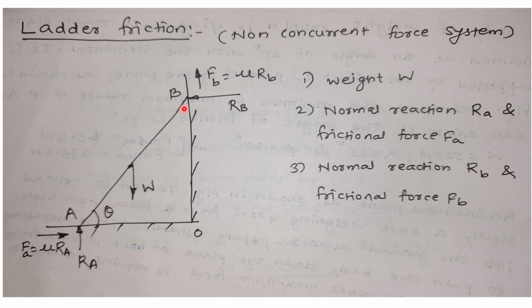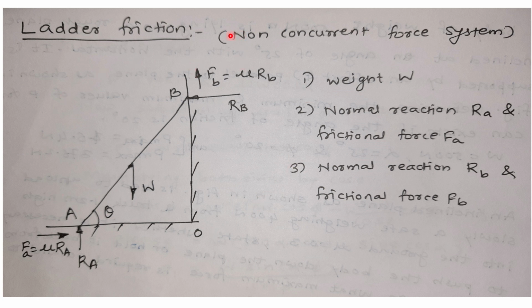Coming to the frictional force, the ladder is standing stably on the wall. So the frictional force will act at point B in the upward direction, because it has the slipping tendency in the downward direction. Fb is equal to mu into Rb. Similarly, for point A, it will have the slipping tendency towards the left, so the frictional force will act in the right direction. Fa is equal to mu Ra.